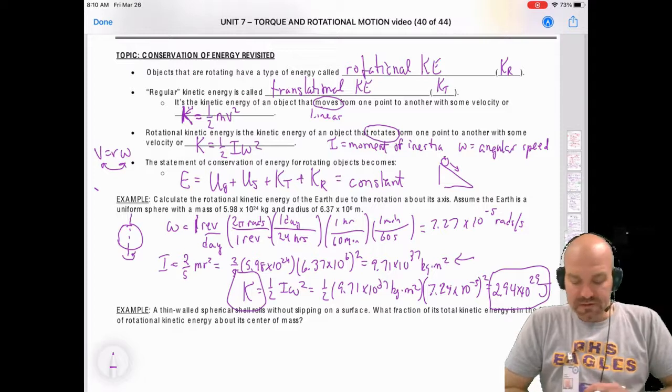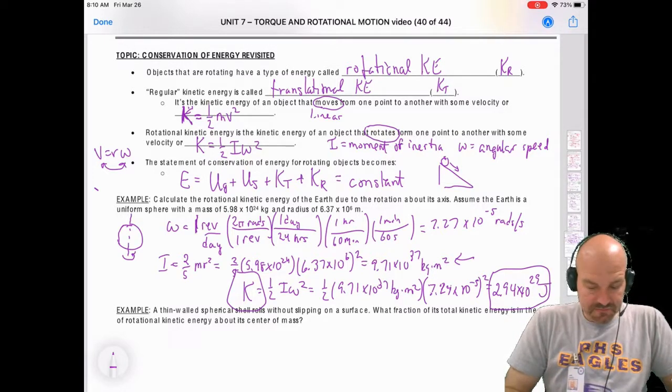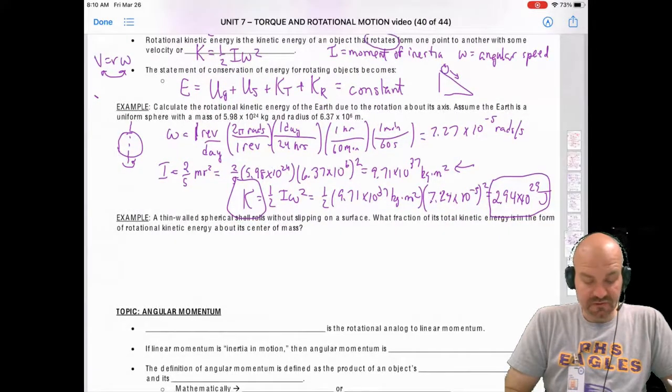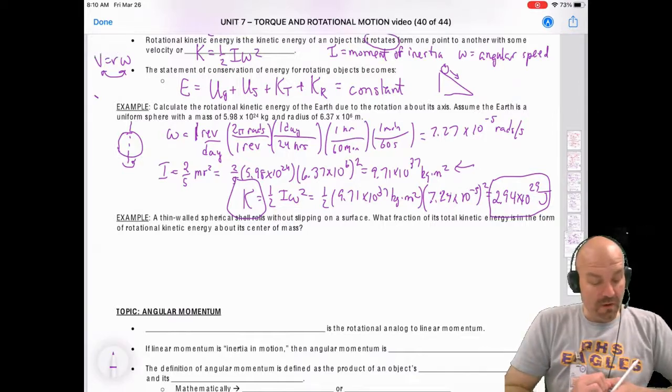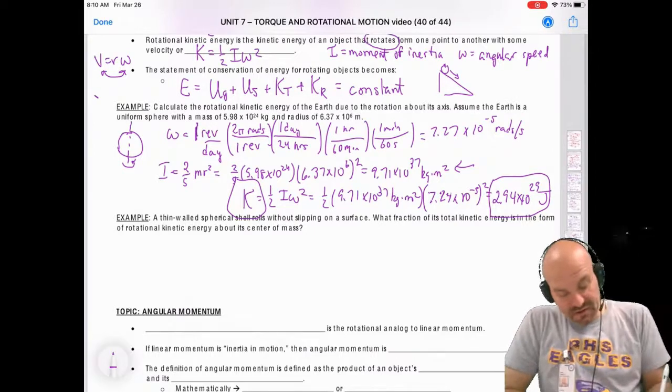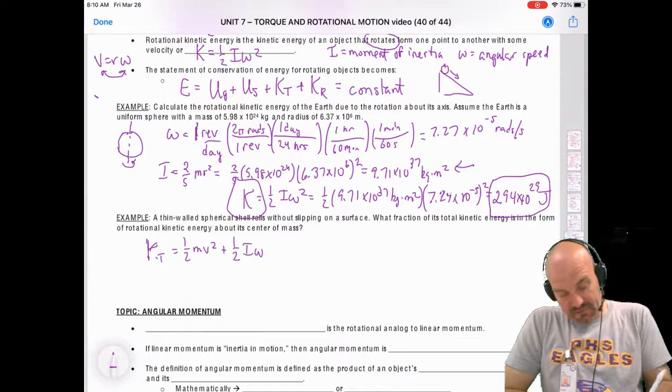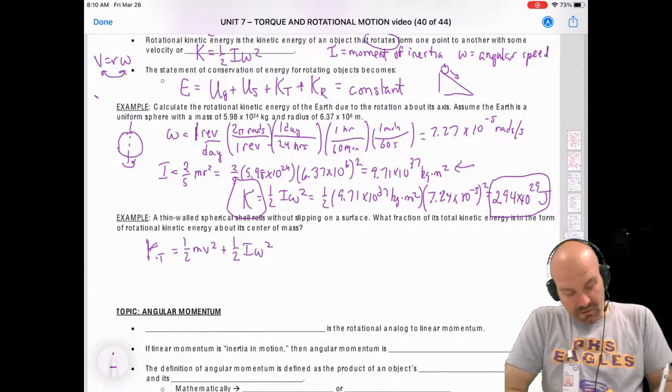Okay, and so the next example we're going to look at says a thin walled spherical shell rolls on a surface. What fraction of its total kinetic energy is in the form of rotational kinetic energy about its center of mass? And so the way you think about its total kinetic energy, right? It's 1/2 mv squared plus 1/2 I omega squared. Okay, and we know its rotational energy is 1/2 I omega squared.